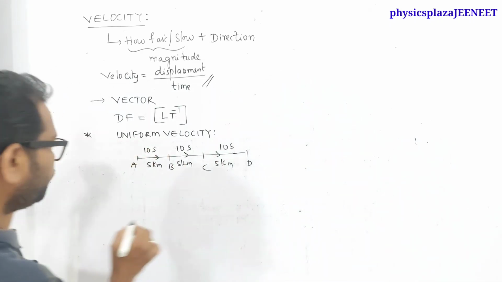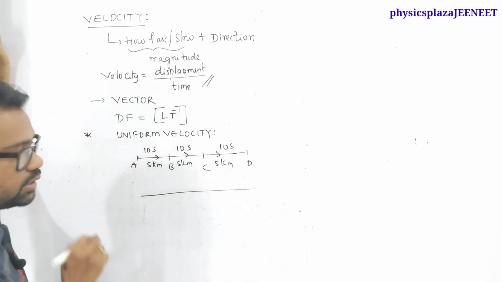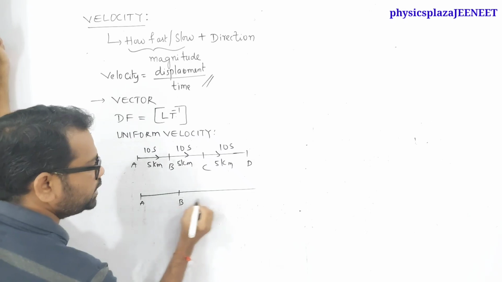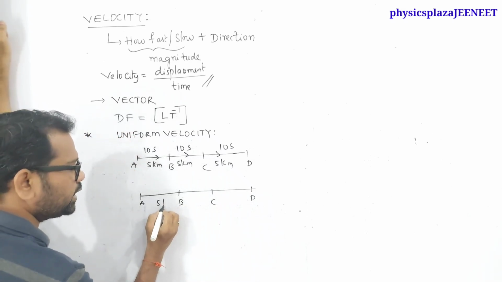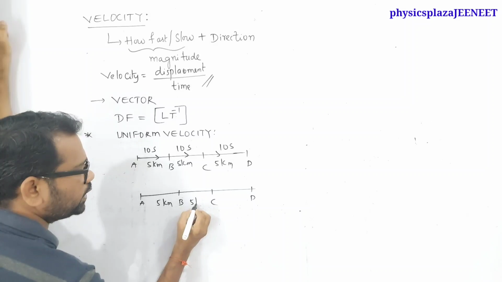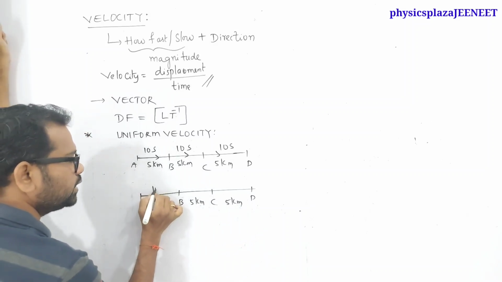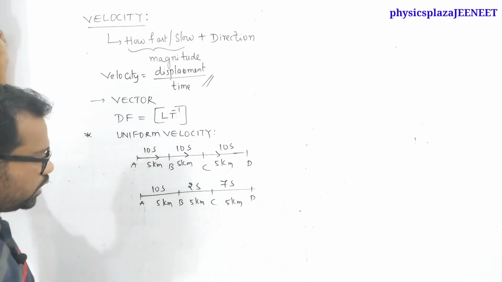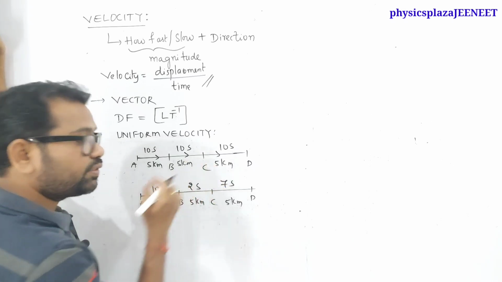Okay, fine. If not, children, for example, straight line only. Let us see that. So here is A, B, C, D. It is 5 kilometers, 5 kilometers and 5 kilometers. But here the times are 10 seconds, 2 seconds, 7 seconds. Means what? Equal displacements but in unequal intervals of time.